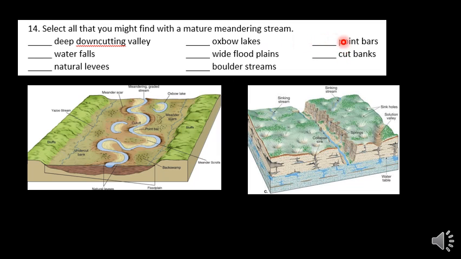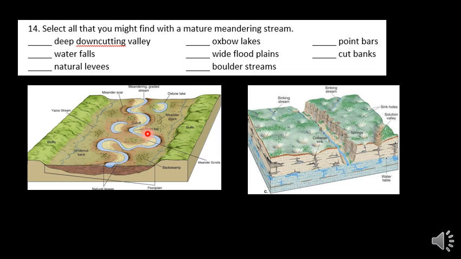Point bars and cut banks, there are also features we find in meandering streams where, again, as the stream is carrying sand and silt and clays around, when it goes around any curve, the inside of the curve, it's got to slow down to get around the curve, where the outside it can go really fast. So as it loses energy on the inside of the curve, it can no longer carry the sand, and the sand's going to fall out, and it'll build up a little sandy bar on the inside of the curve, and we call those point bars.